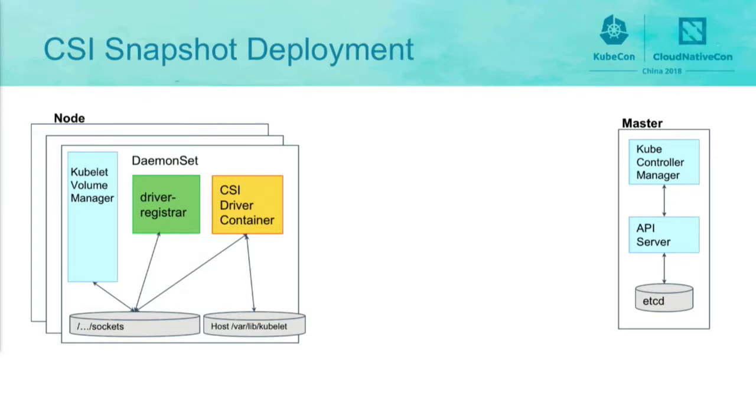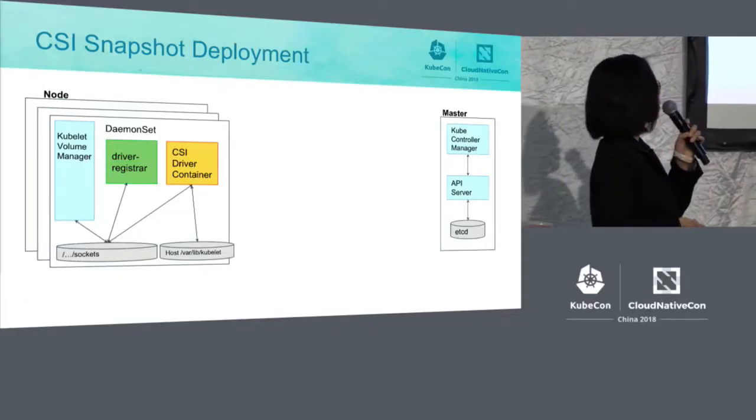And for deployment, on every node, we'll have a daemon set to run the CSI driver as a container and also the driver registrar. And they communicate with the Kubernetes volume manager through the sockets.